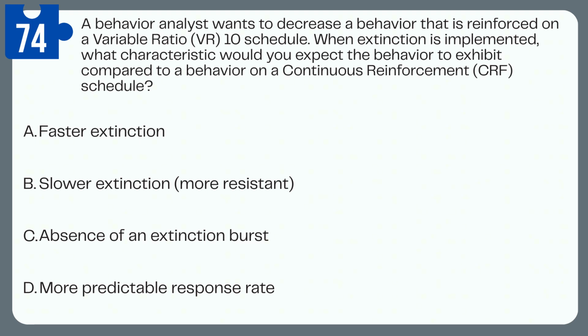Question 74. A behavior analyst wants to decrease a behavior that is reinforced on a variable ratio, VR, 10 schedule. When extinction is implemented, what characteristic would you expect the behavior to exhibit compared to a behavior on a continuous reinforcement, CRF, schedule? A. Faster extinction. B. Slower extinction, more resistant. C. Absence of an extinction burst. D. More predictable response rate.